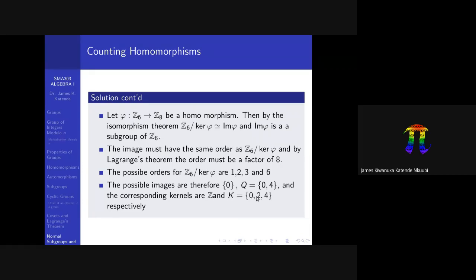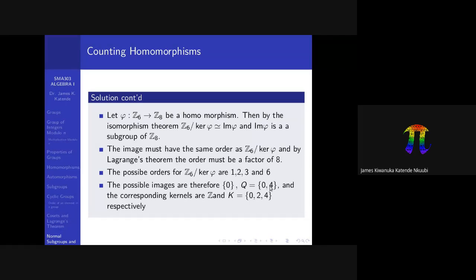But if the kernel is 0, 2, 4, then the index of that kernel, the number of elements in this factor group, will be 2, right? Because the distinct left cosets of K will just be 2 of them. And that means the image must be a subgroup of Z8 which has 2 elements. And the subgroup of Z8 with 2 elements is this one, 0, 4.